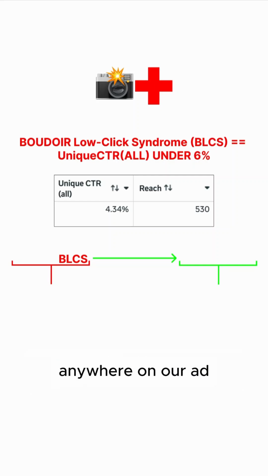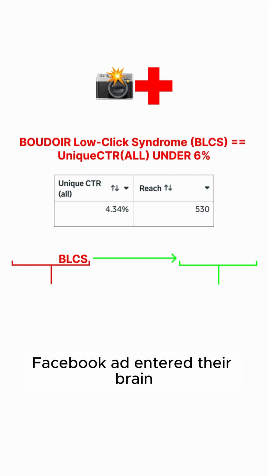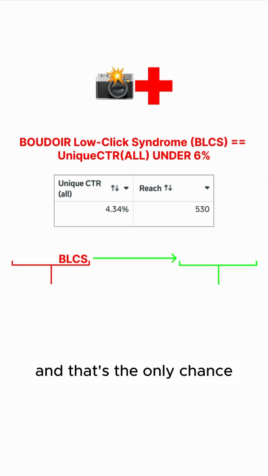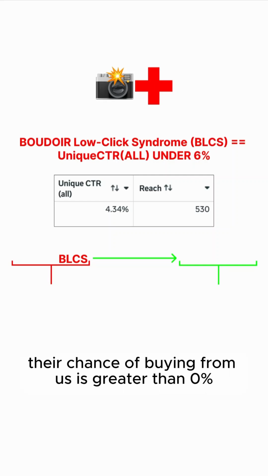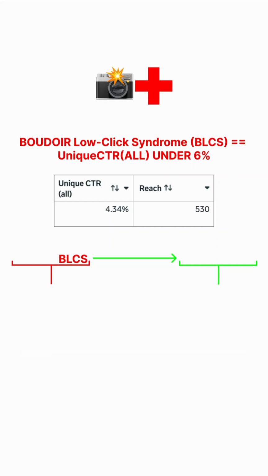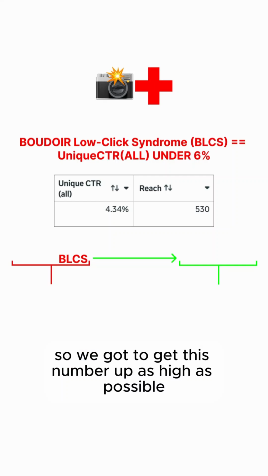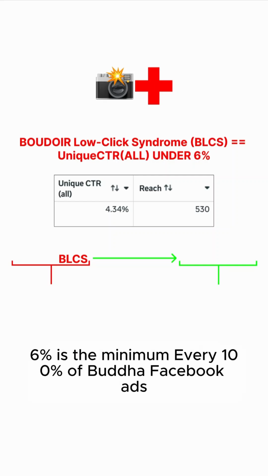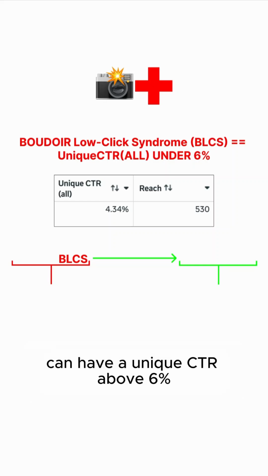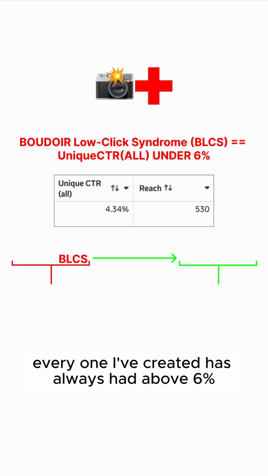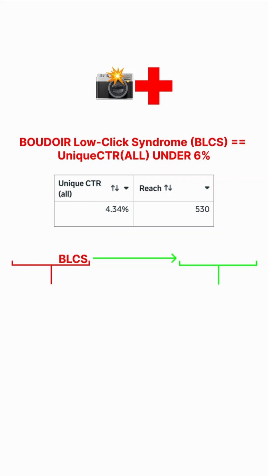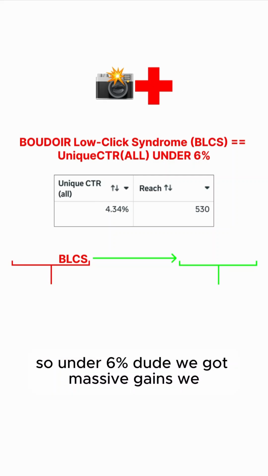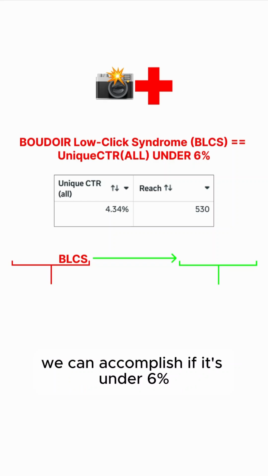We care about the number of women that click anywhere in our ad because then we know our boudoir Facebook ad entered their brain, and that's the only time their chance of buying from us is greater than 0%. So we gotta get this number up as high as possible. 6% is the minimum. 100% of boudoir Facebook ads can have a unique CTR above 6%. Every one I've created has always had above 6%, even when I only try a little bit. So under 6%, we got massive gains we can accomplish.